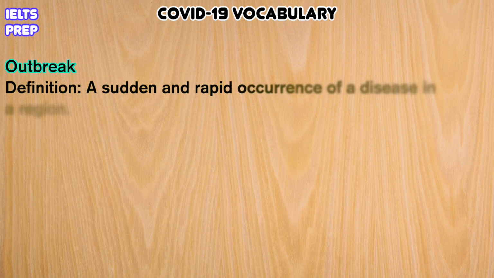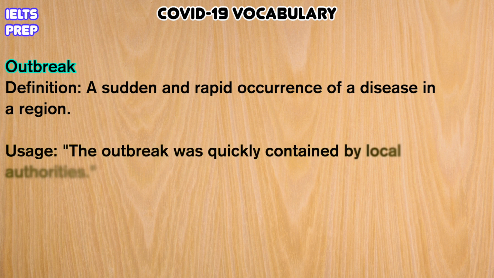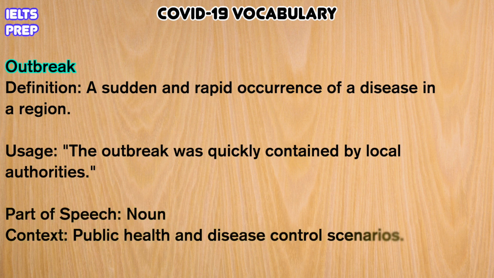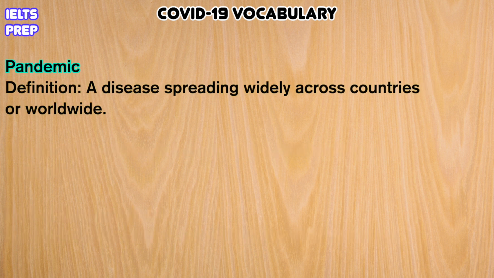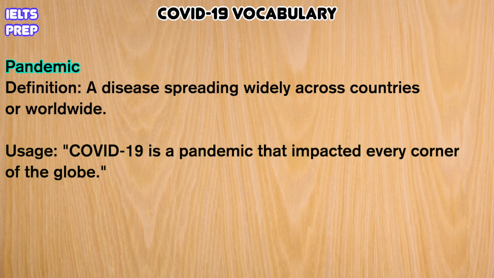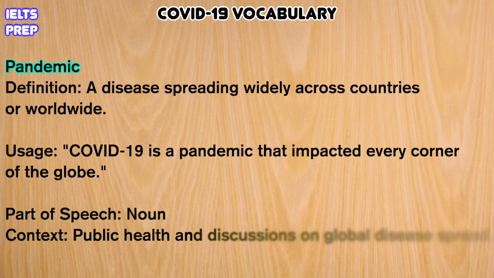Outbreak. Definition: a sudden and rapid occurrence of a disease in a region. Usage: the outbreak was quickly contained by local authorities. Part of speech: noun. Context: public health and disease control scenarios. Pandemic. Definition: a disease spreading widely across countries or worldwide. Usage: COVID-19 is a pandemic that impacted every corner of the globe. Part of speech: noun. Context: public health and discussions on global disease spread.